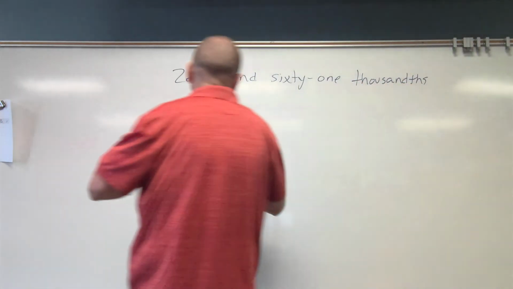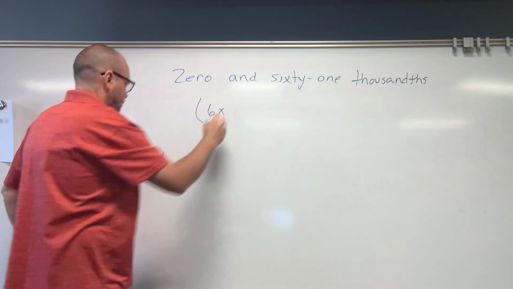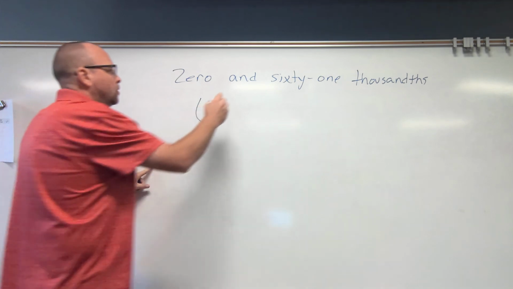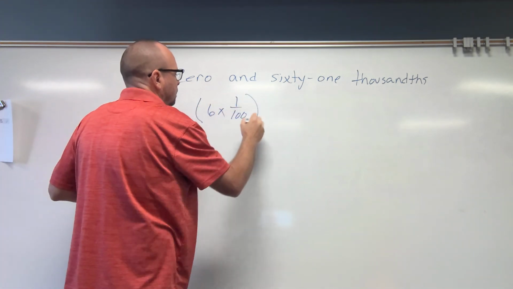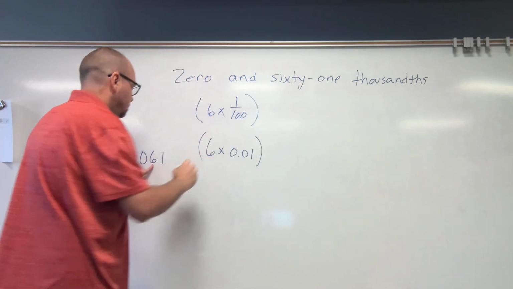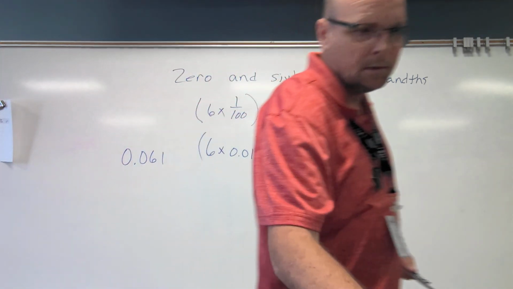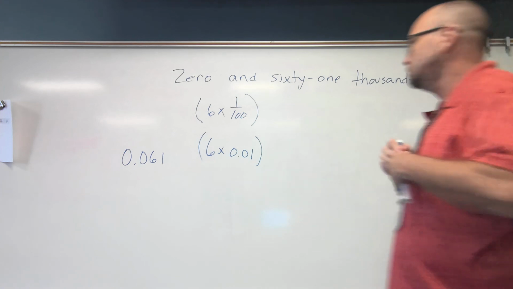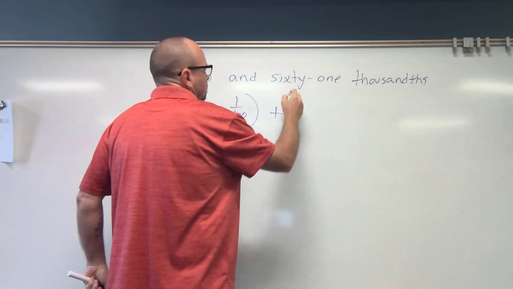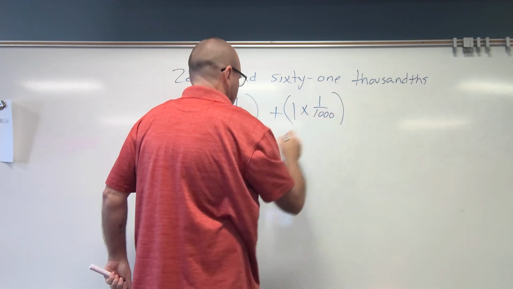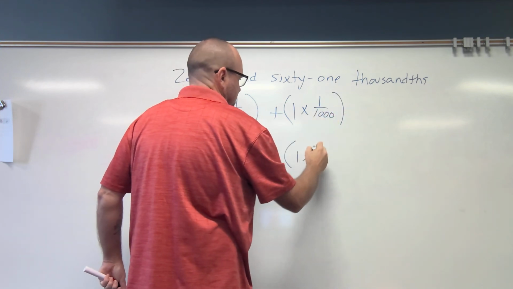Alina, we need to write this in expanded notation, so tell me what to do. Okay. 6 times 1/100. Or 6 times 100th. Awesome. Thank you. And next we have Carter. What do I do next? Well, it would be 1 times 1,000. Good. Plus 1 times 1/1,000th.